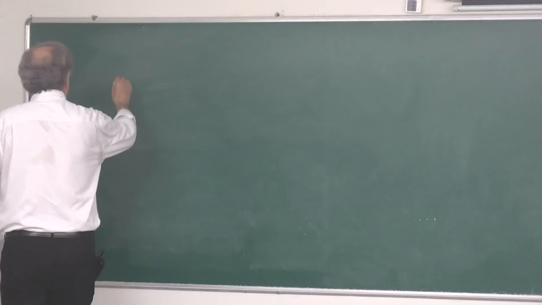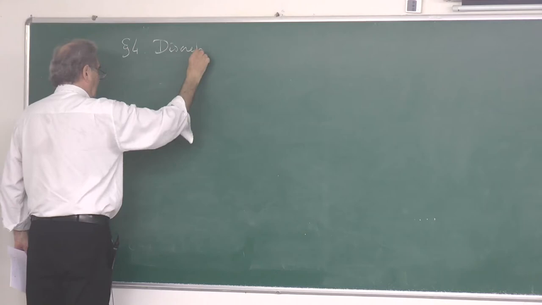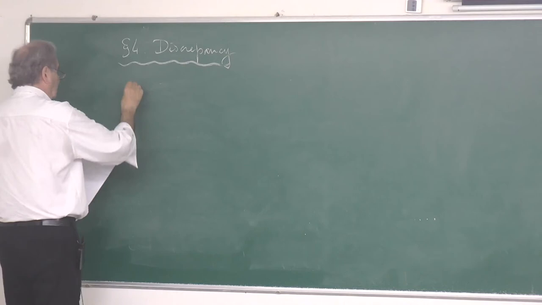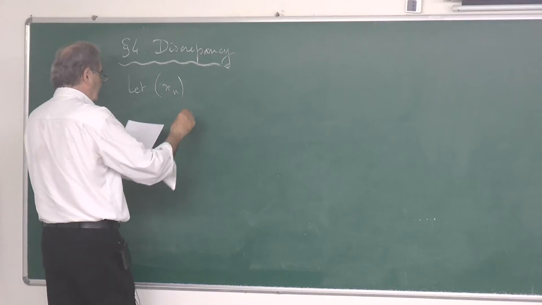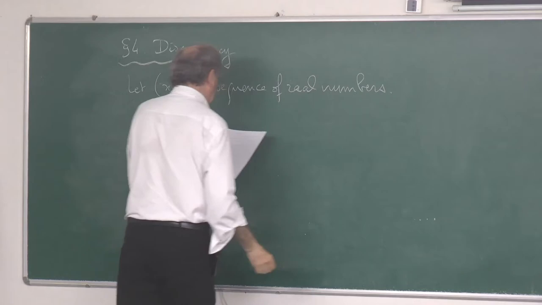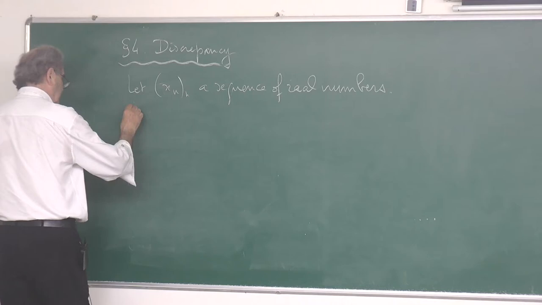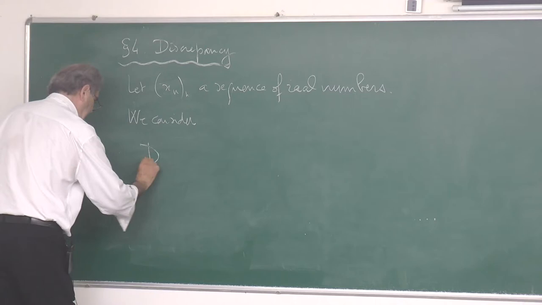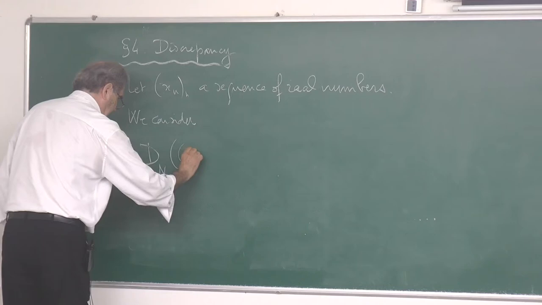So this is the fourth section, which is discrepancy. As usual, we have xn, a sequence of real numbers. So what we consider is the quantity Dn, be careful, Dn of the sequence xn. I tell you what I want to say. There are two ways to look at that.